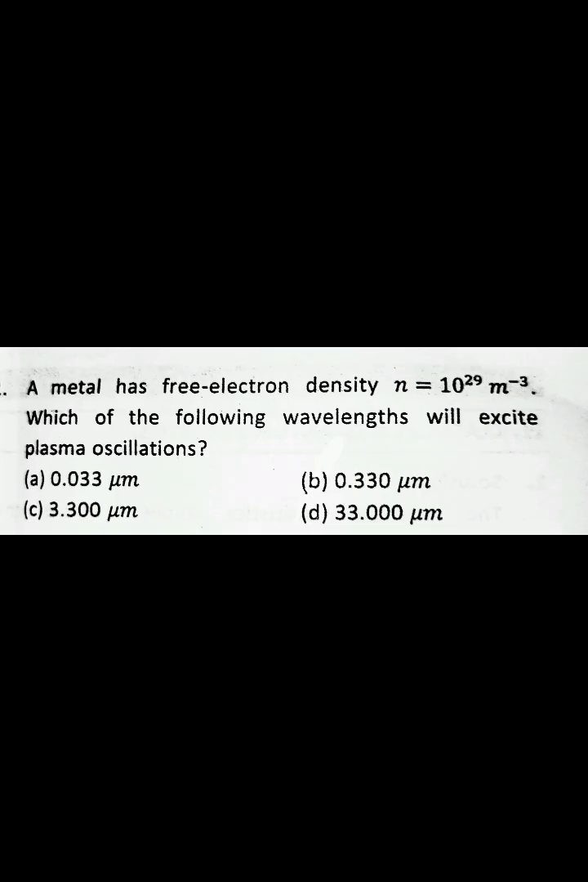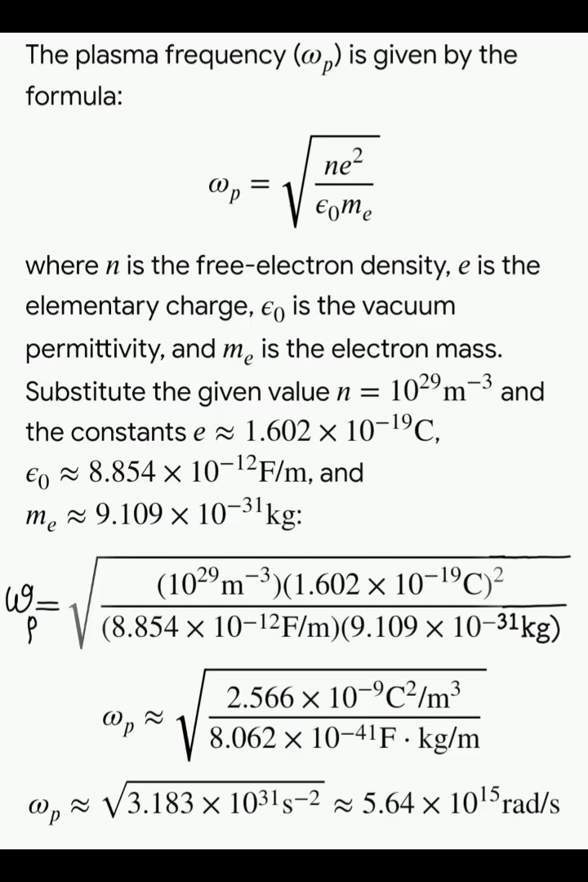Next question is, a metal has free electron density n is equal to 10 power 29 meter raised to minus 3. Which of the following wavelength will excite plasma oscillation? Here, the plasma frequency omega p is equal to square root over n e square divided by epsilon 0 me. Me is equal to 9.109 into 10 power minus 31 kilogram. Epsilon 0 is equal to 8.854 into 10 power minus 12. E is equal to 1.602 into 10 power minus 19. N is equal to 10 power 29 meter raised to minus 3.